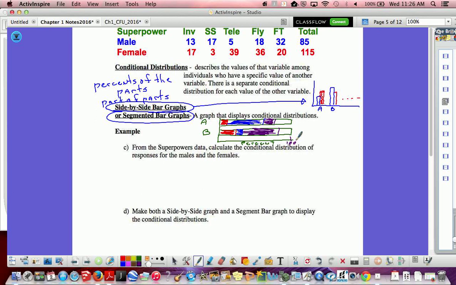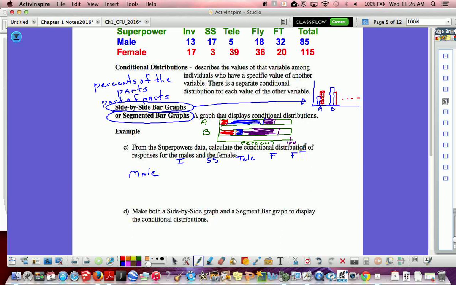All right, in question C then, it says, from the superpower data, that's why I put it up here, calculate the conditional distribution of responses for males and females. So what I want to do is calculate out the percentage for males for all 5 different superpower preferences. So I'm going to have here invisibility, super strength, telepathy, flying, and freeze time. Now to get the conditional distribution, I need to get the percents, and I'm only concentrating on males.